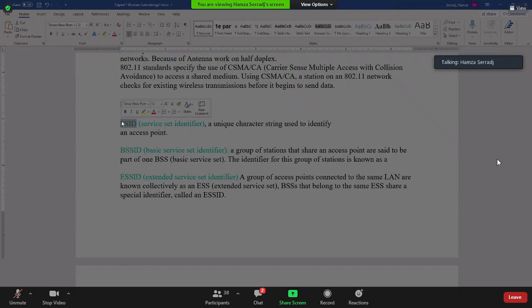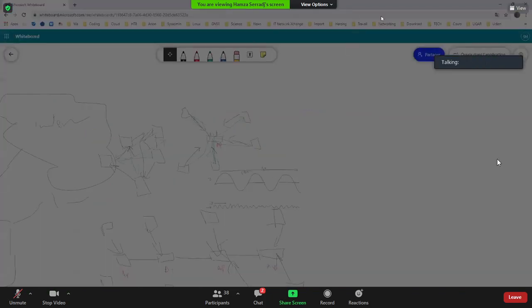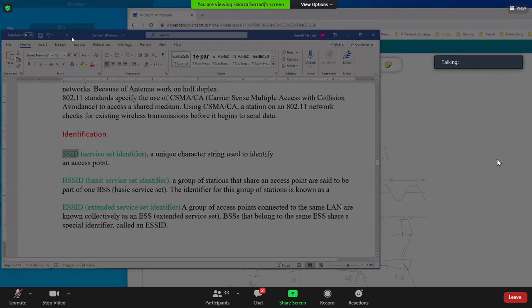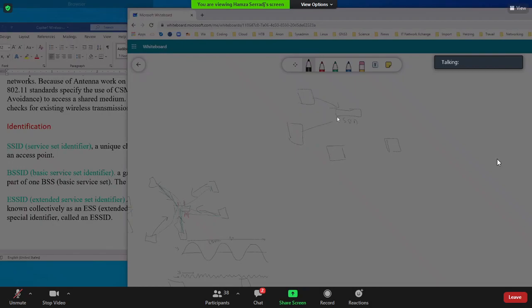So it's an identifier that identifies the network. We have another identifier called the BSSID. A group of stations that share an access point are said to be part of a BSS. Let's see, what is this? If we have here an access point, this access point will have an SSID. And if I have machines connected to the same SSID, they will share an identifier called BSSID. So it's the same BSSID everywhere, saying that we are connected to the same access point.